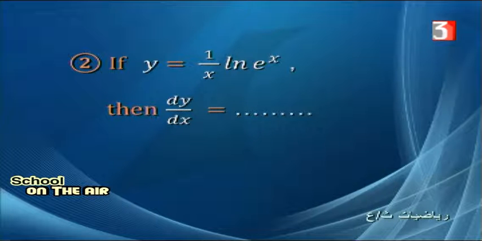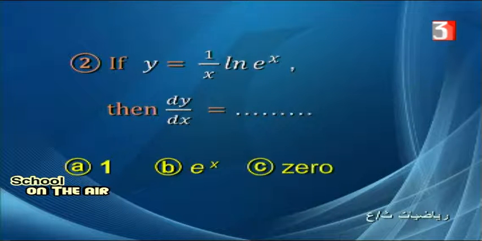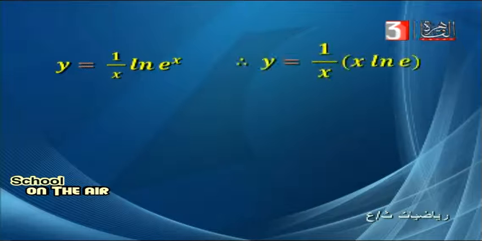If y equals 1 over x ln e power x, then dy dx equals 1, equals e power x, equals 0, or equals ln x. Since y equals 1 over x ln e power x, then y equals 1 over x multiply x ln e. From the properties of the logarithmic functions, ln e power x equals x ln e. And we know that ln e equals 1.